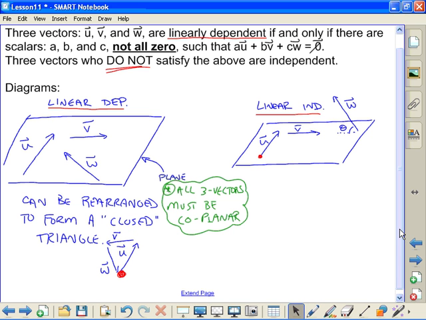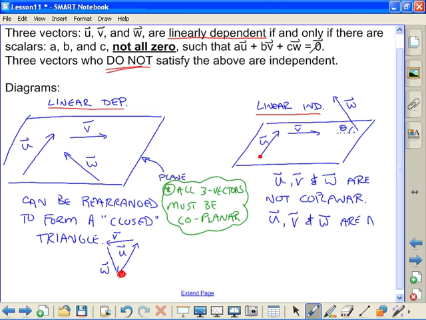All right. So that would mean that u, v, and w are not coplanar. And just tying it into the previous lesson, u, v, and w, all vectors, are a basis for space.